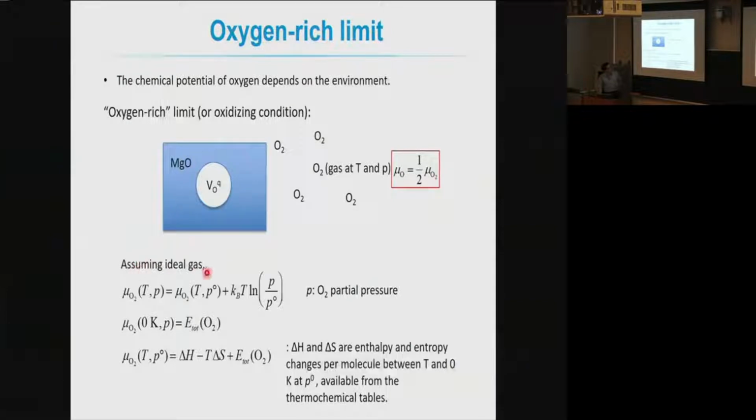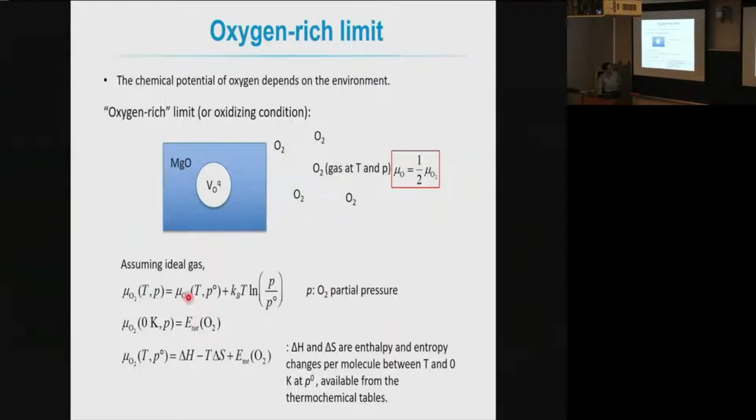And by assuming the ideal gas, well, most gases follow the ideal gas rule, the oxygen chemical potential at temperature T and pressure P, in reference to the standard pressure P naught, which is usually 1 atm, has this additive term of log P over P0. So the pressure ratio, and this P is the oxygen partial pressure.